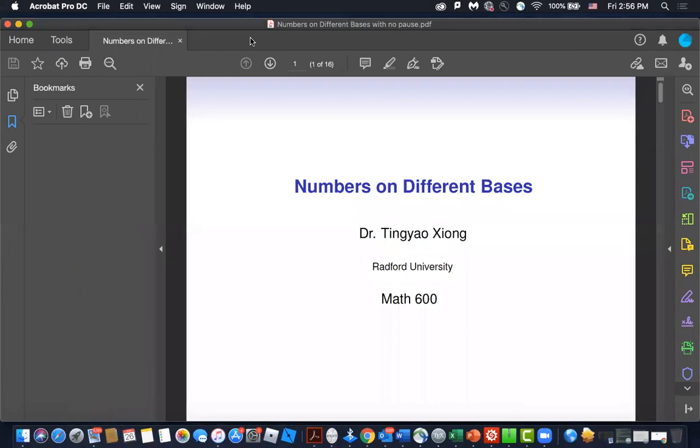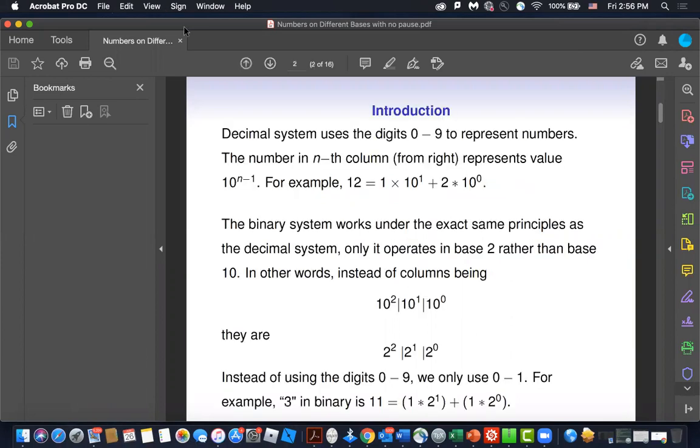Numbers on different bases. Why do we need to learn this? Your students might ask you this question again. Okay. There are several answers you could use to answer your kids.